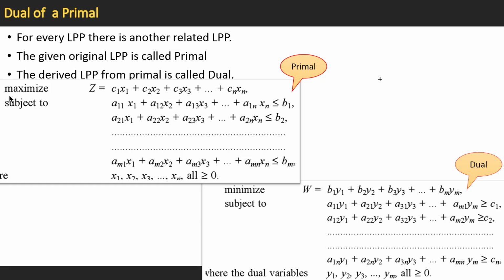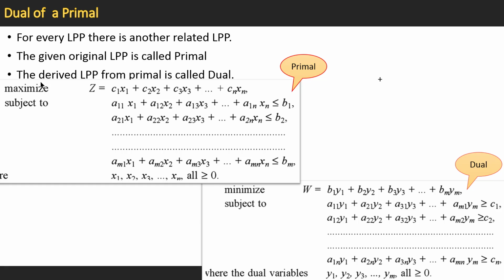Look at the example here. Let's suppose there is a problem like maximize z equals c1 x1 plus c2 x2 and so on, subject to a11 x1 plus a12 x2 and so on less than b1, a21 x1 plus a22 x2 and so on less than b2. Similarly, am1 x1 plus am2 x2 and so on is less than bm. So this is a linear programming problem, and there must be another linear programming problem related to it. This will be considered as the primal, so its dual will exist. Now, what will be the dual?